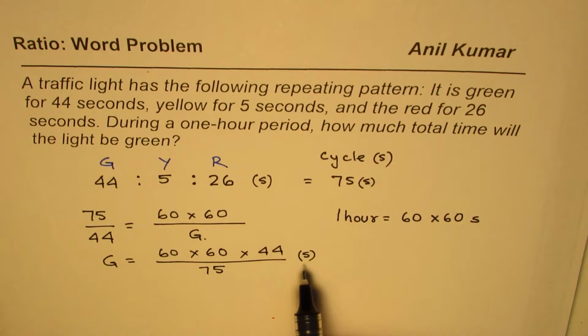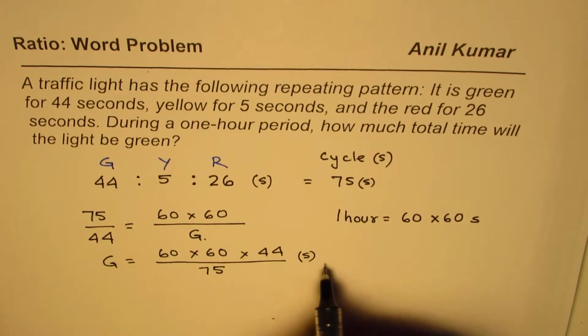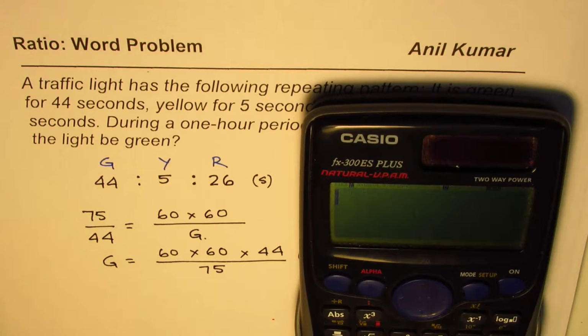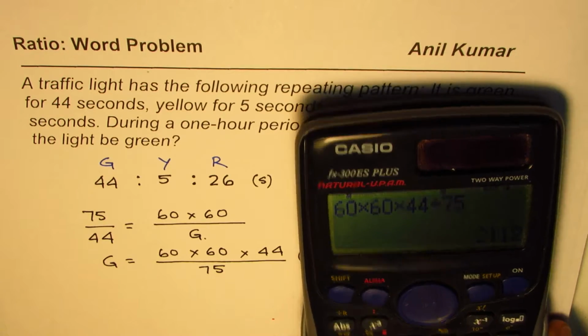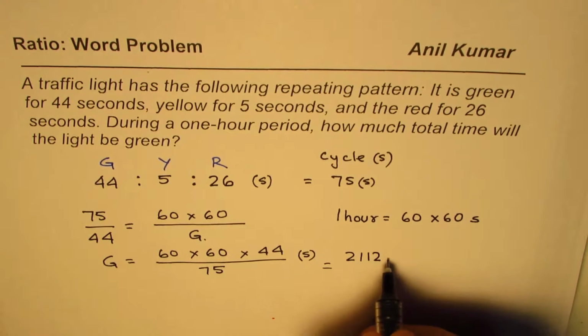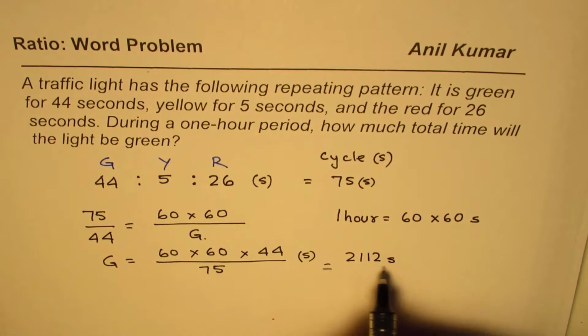We can also divide by 60 to get minutes, but we can do that later. Let's find this value first. What do we get? 60 times 44 divided by 75 equals 2112. So we get 2112 seconds. That is the time in seconds.